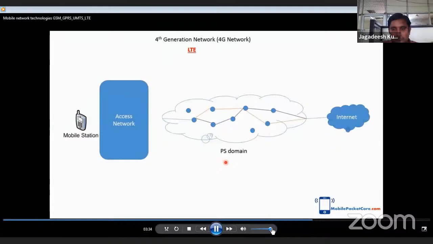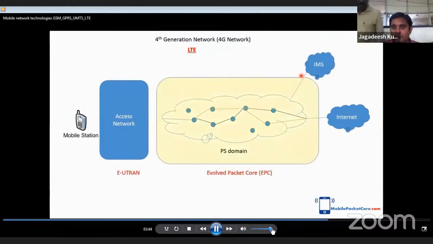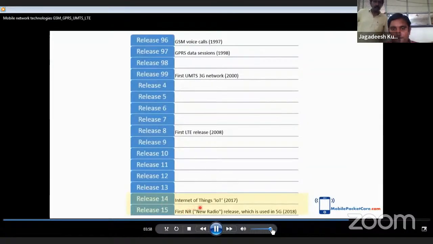The mobile station can make voice calls by connecting to an external network, which is the IMS network. The mobile station connects to the IMS network through the PS domain. In addition, the PS domain architecture enhanced and named the Evolved Packet Core, EPC. The access side of the LTE network is the EUT-RAN, which refers to Evolved UT-RAN. In later 3GPP standards, Release 14 and 15, 3GPP introduced new technologies like Internet of Things, IoT, and fifth generation, 5G network.